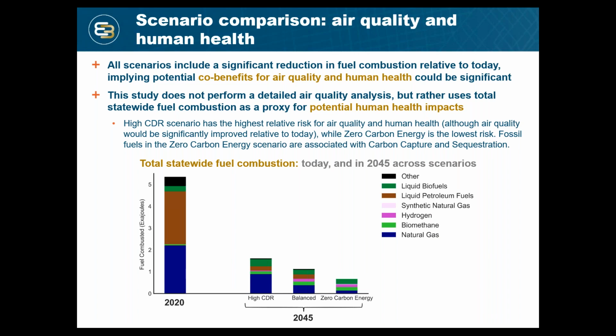We can also compare the scenarios on the basis of fuel combustion, and that's an important metric when we're thinking about air quality and human health. Now, as part of this work, we didn't do a detailed air quality assessment. In fact, we didn't do an air quality assessment at all, but we still thought that it was useful to report total fuel combustion as a proxy for what kind of co-benefits we might see from these big reductions that we're getting in all the scenarios in total fuel combustion.